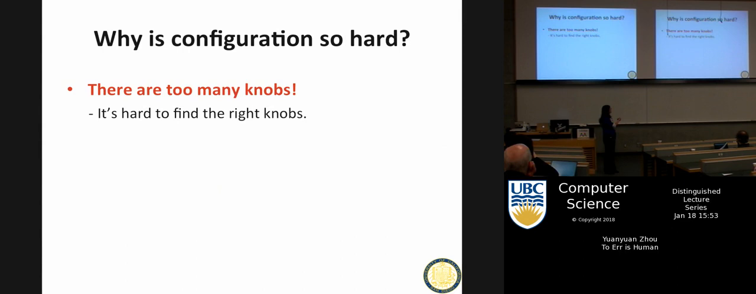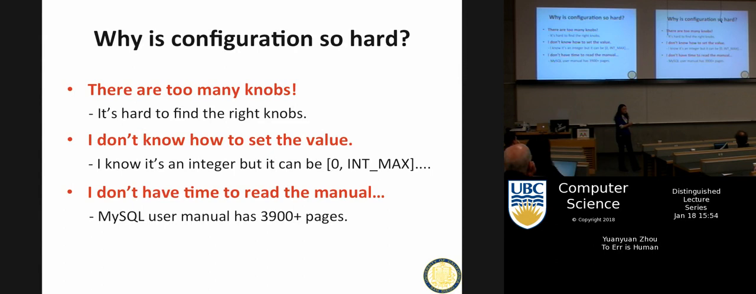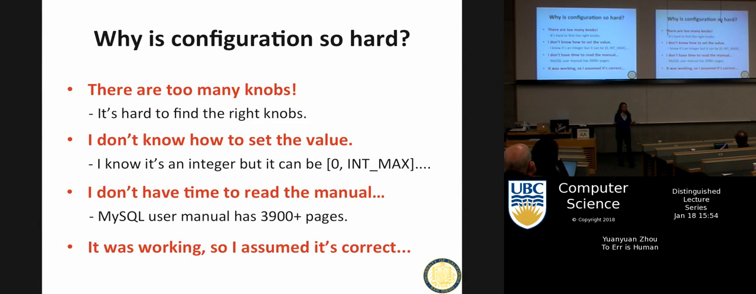So why is configuration so hard? There are too many knobs. Also, many times I don't know how to set the value, because the value ranges from this to this. What would be a good value for me to set? I don't know, okay? And I also don't have time to read the manual. The MySQL user manual is 3,900 pages. In order for a system admin or a manager, I'd have to read every single page, okay? Also, sometimes system admins are not going to do verification. They just say, oh, it seems to be working. After some time, they say, okay, probably it's correct.